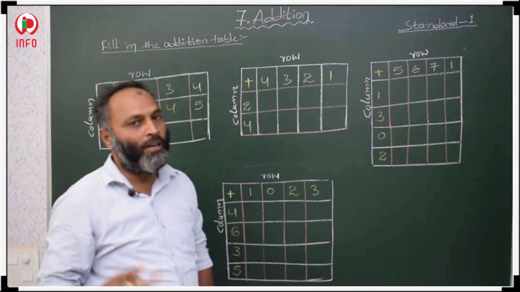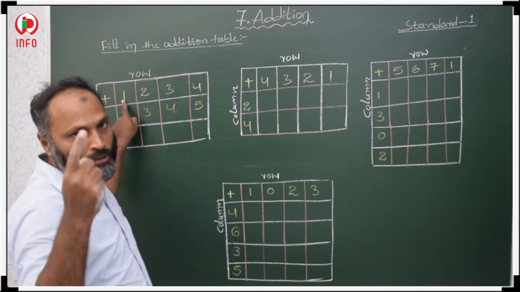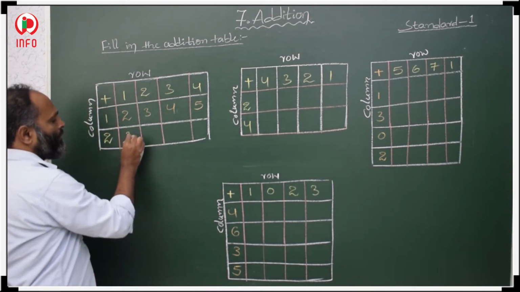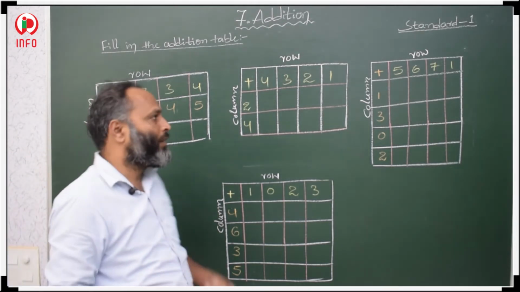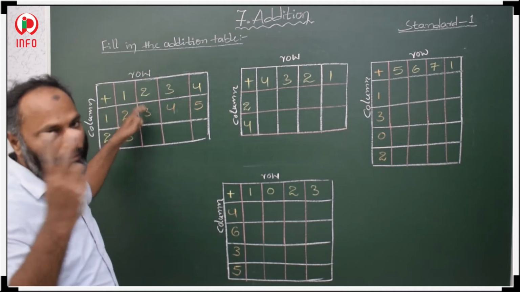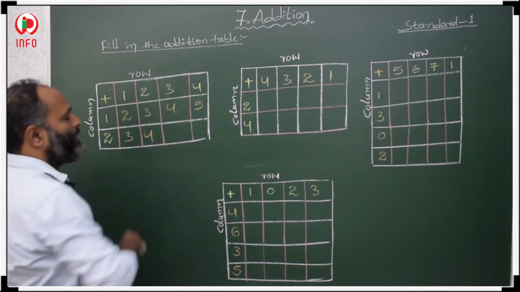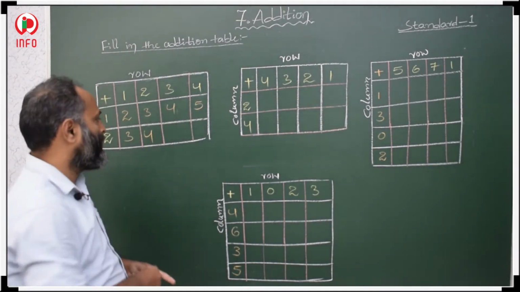Then if 1 is added with 2, which number will come? After 1 we have to count 2 more numbers in serial: 1, 2, 3. 3 will come. Then 2 plus 2. 2 means count 2 forward. After 2: 3, 4. 4 will come. 3 plus 2 means we have to count 2 forward: 3, 4, 5. Here 5.